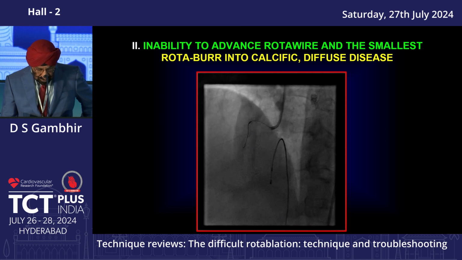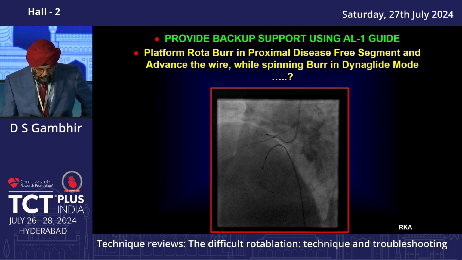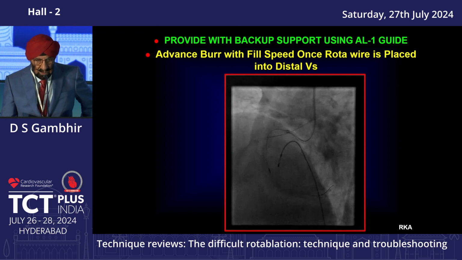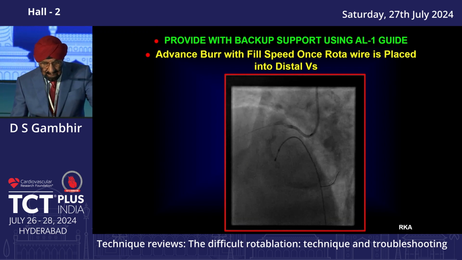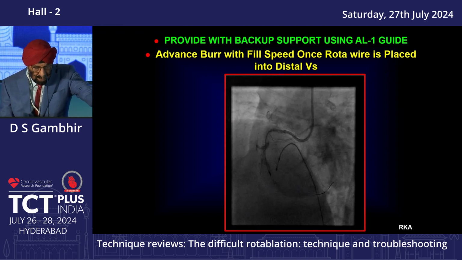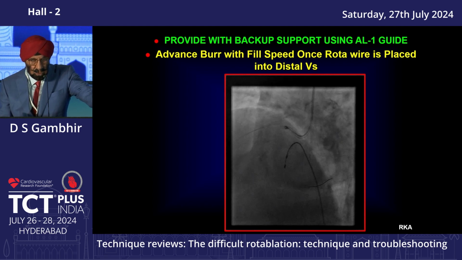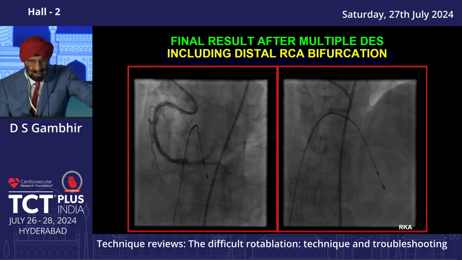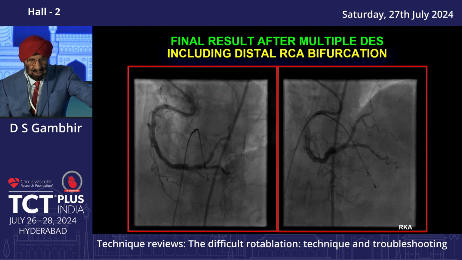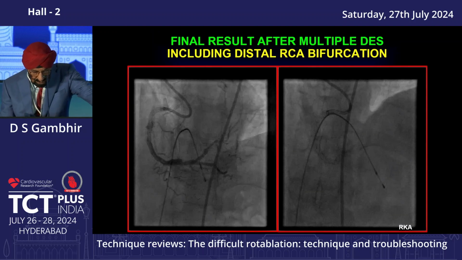I hope, but that also did not work. So then I changed it to Emplas guiding catheter. And with the Emplas guiding catheter, same thing, I kept the wire in the proximal part of the RCA, and now I took a 1.25 burr, put it on the dynaglide mode, and then advanced the wire. Now it went. So the purpose was to remove the friction between the burr and the wire, and then allow the burr. Then once the wire was deep in, we put it into full speed and advanced the rota 1.25 followed by 1.5, and then the rest was done by balloon and stent, and you can see the final result.